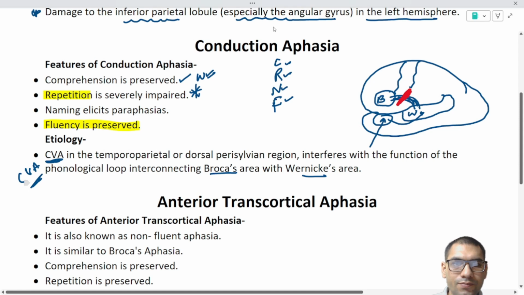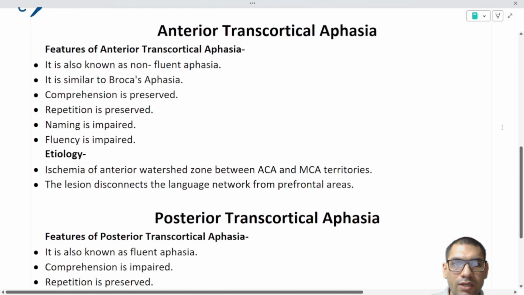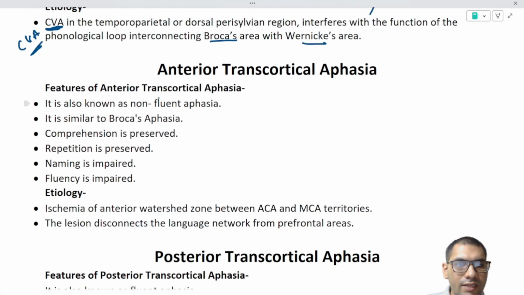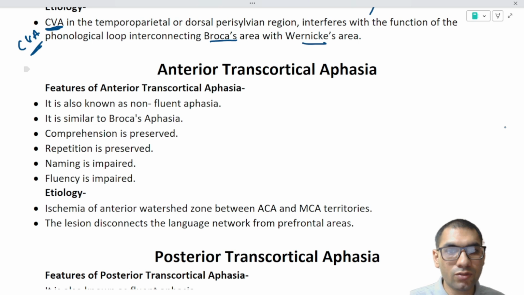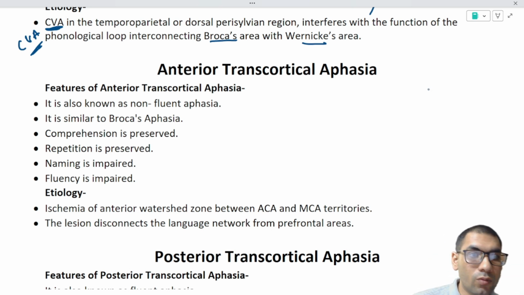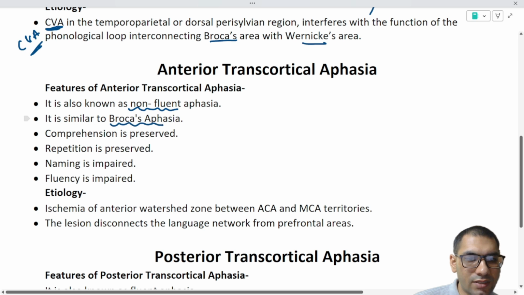Now coming on to the anterior transcortical aphasia. What is anterior transcortical aphasia? See, this is transcortical, means some part of the cortex is involved. Maybe more than one part of the cortex is involved. Transcortical means two cortices are involved. Maybe three cortices are involved. So, what actually is it? Features are, it is also known as non-fluent aphasia, and it is similar to Broca's aphasia.